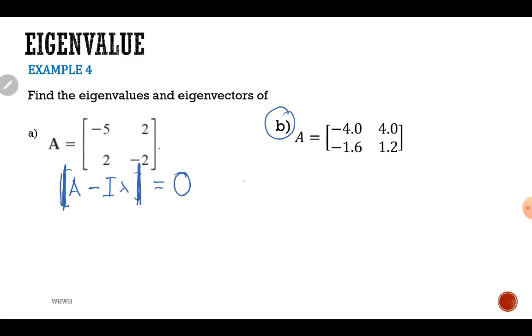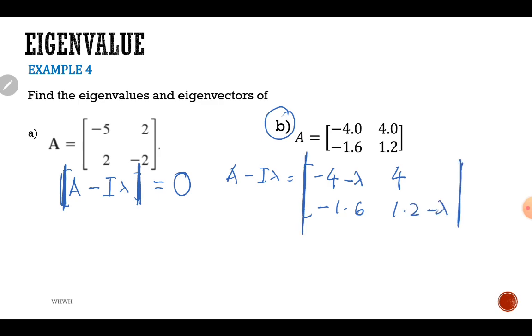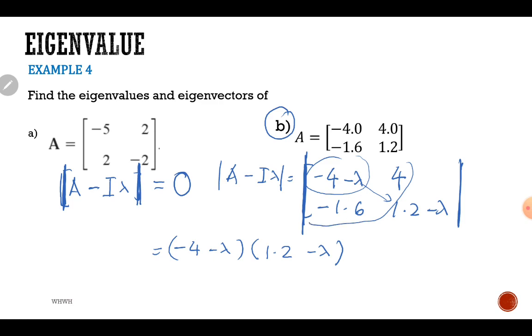Okay, so maksudnya kat sini kita punya matrix A minus I lambda ni adalah sama dengan negatif 4 tolak lambda, 4, negatif 1/6, 1/2 tolak lambda. Dan daripada sini maknanya dia punya determinant ni adalah ni darab dengan yang ni kan. So negatif 4 tolak lambda darab dengan 1.2 tolak lambda. Okay, then yang ni darab kan.